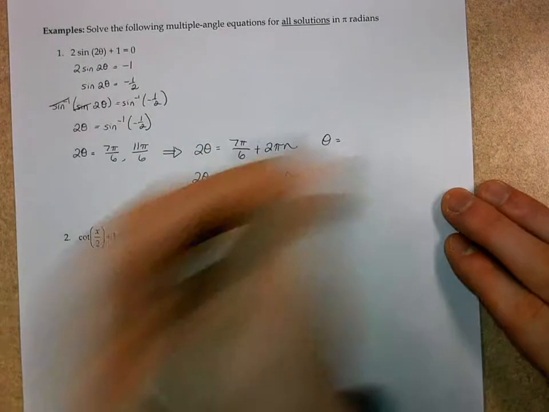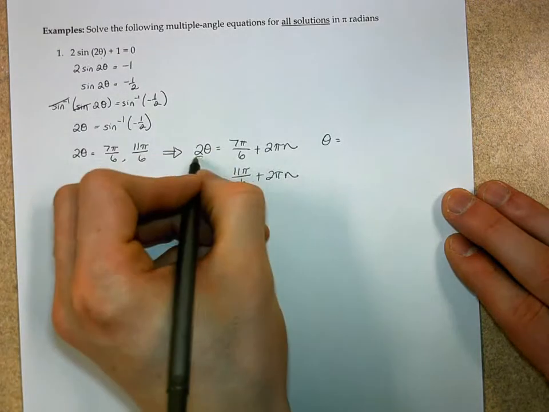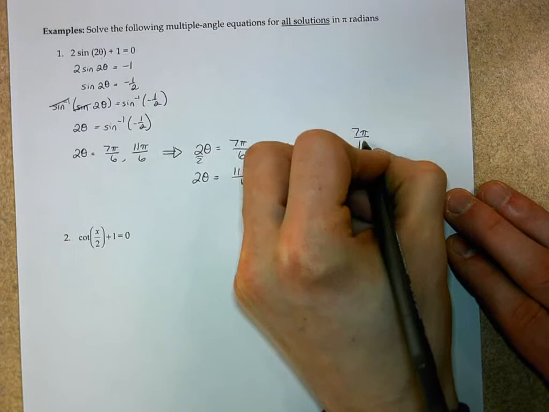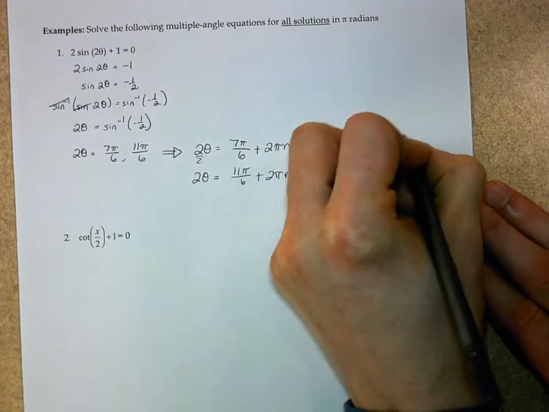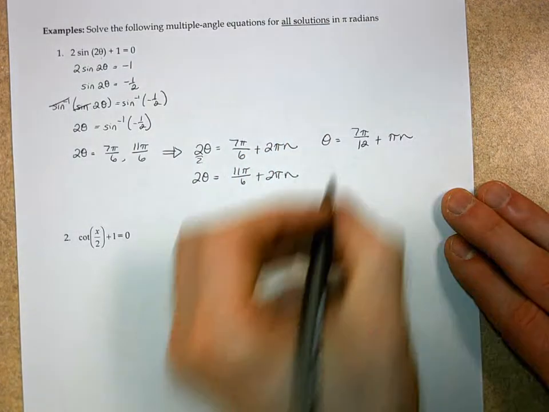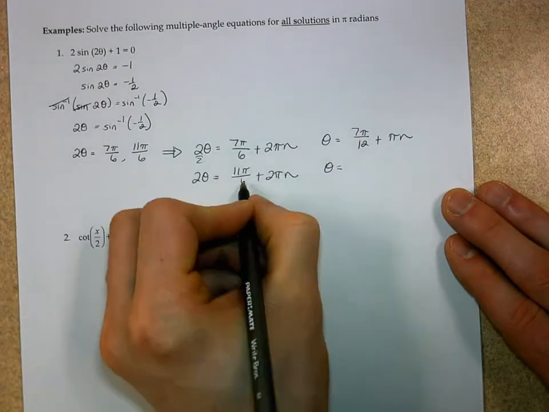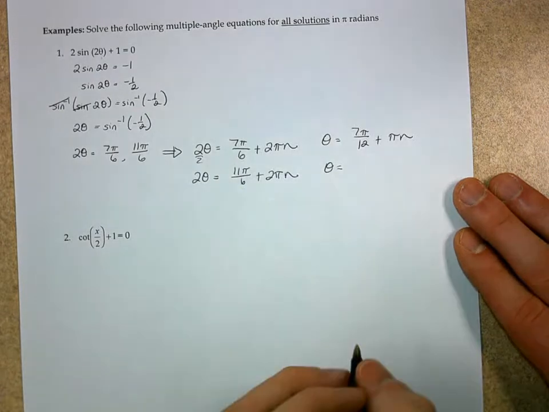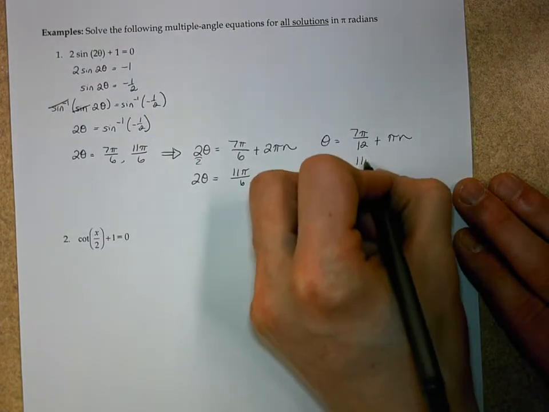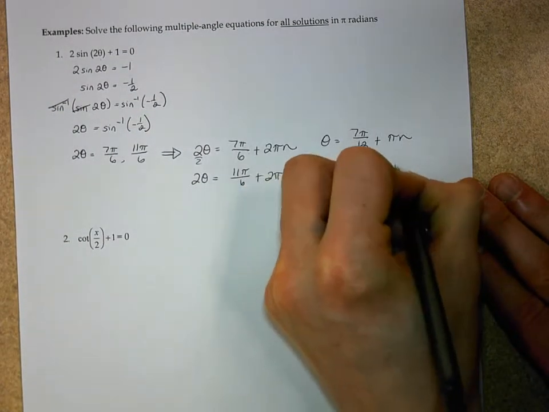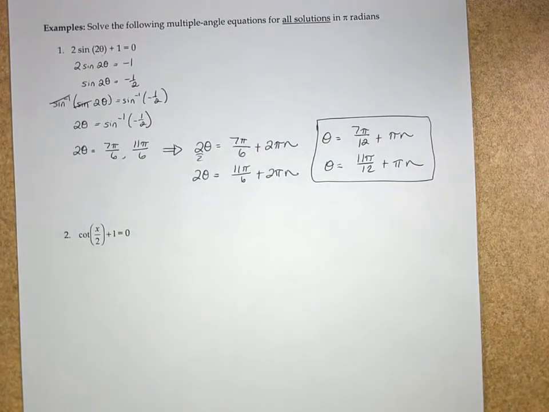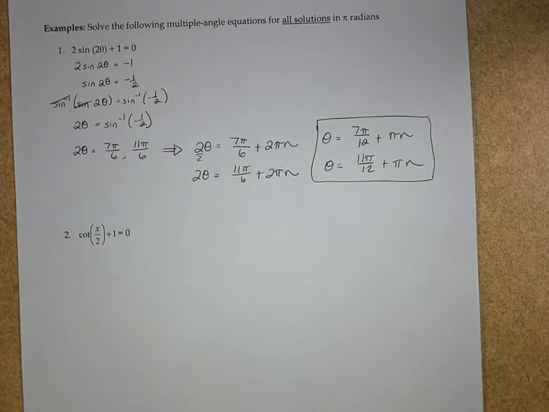And if I divide every single piece by 2 here, divide this whole thing by 2 or multiply by 1/2, I'll get 7 pi over 12 plus pi n. And then my other one here, if I divide this piece by 2 and this piece by 2, or if I multiply this piece by 1/2, which is the same thing as dividing by 2, I'll get 11 pi over 12 plus pi n. So there's my solution that represents all solutions in pi radians.